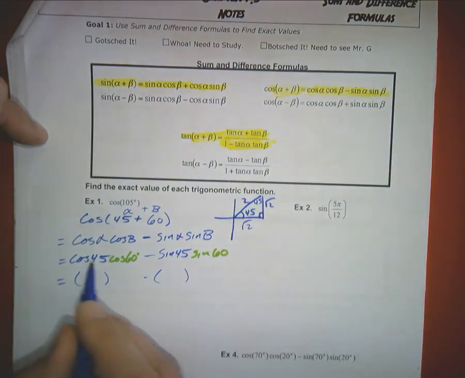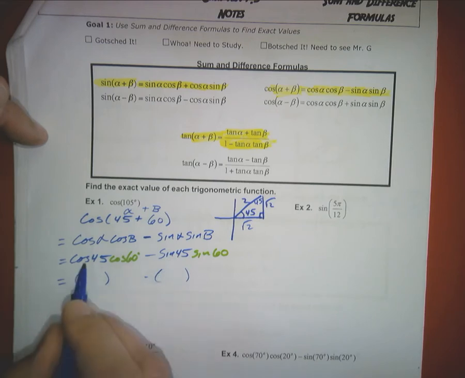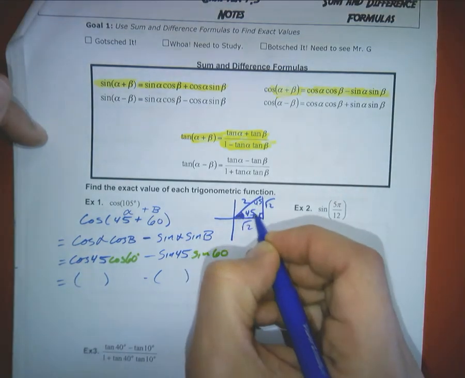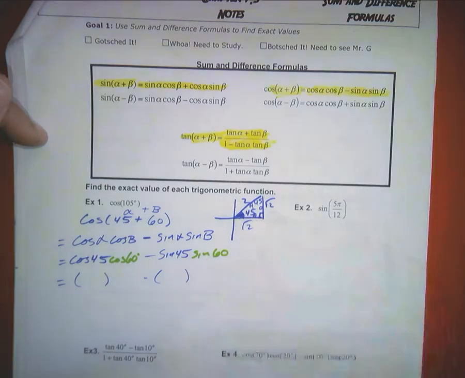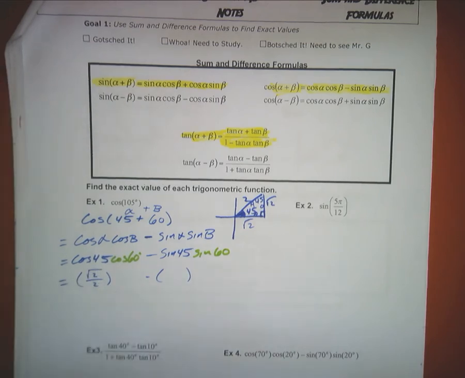Okay, and now I want cosine and sine. I want opposite over hypotenuse for sine, and I want adjacent over hypotenuse for cosine. So what's adjacent over hypotenuse from this angle here? What is this? A, H, and O, right? What's the adjacent over hypotenuse? What's cosine? Root 2 over 2. You guys okay with that?